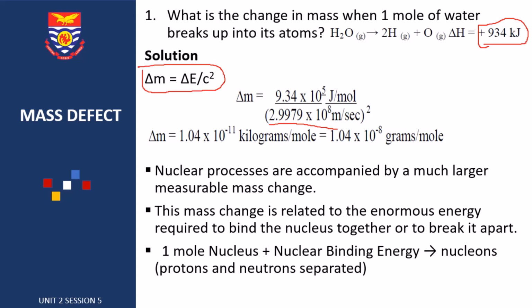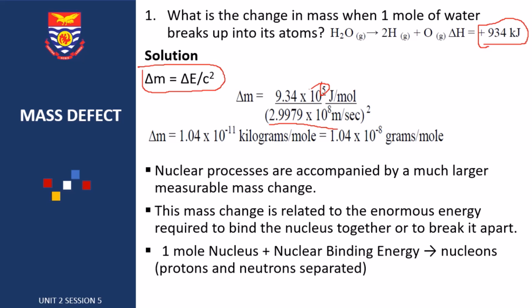We have to move the decimal places forward. That is why the power here has become 5. We move the decimal place back twice, so it changed from 3 to 5. And when we solve for this, we get change in mass to be 1.0 times 10 to the power negative 8 grams per mole.